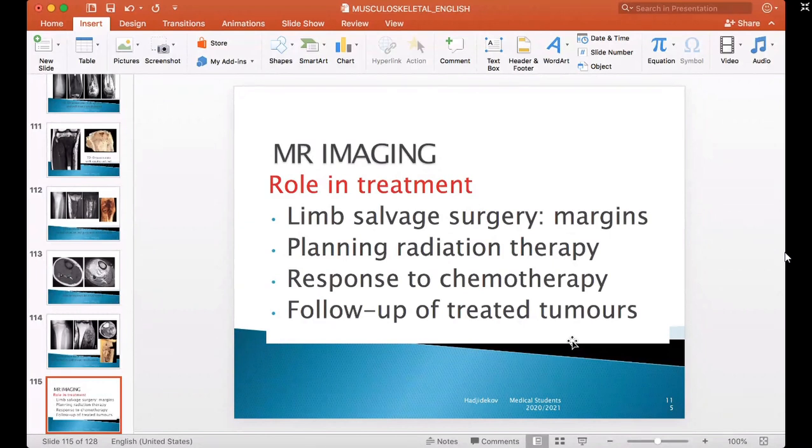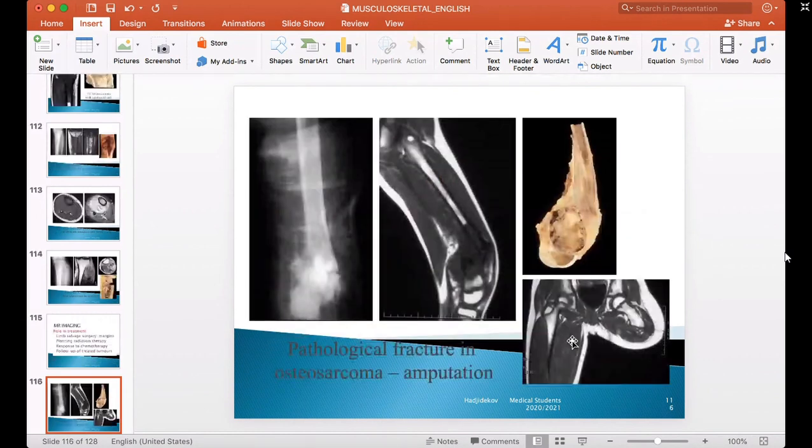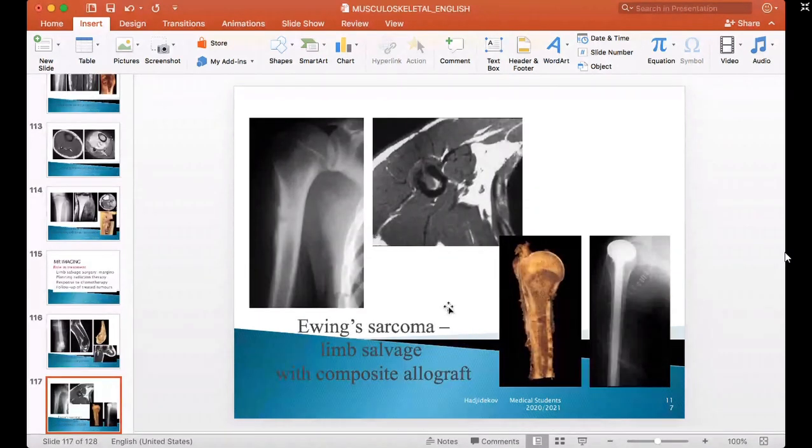We can plan radiation therapy, we can assess the response to chemotherapy, and we can follow up our treated patients with treated tumors. This is a pathological fracture in osteosarcoma, and the patient has been amputated here. You see, this tumor is very aggressive, and this is the control MRI after the amputation of his left lower limb. In a case of Ewing sarcoma, like this example, we have a limb salvage, but the surgeons place a composite allograft here instead of his own femur.